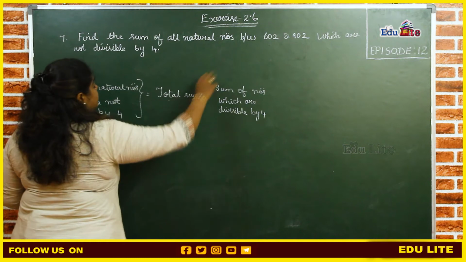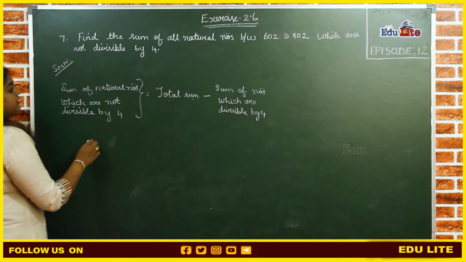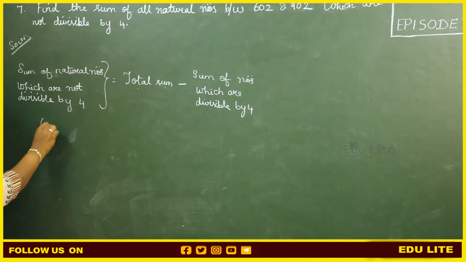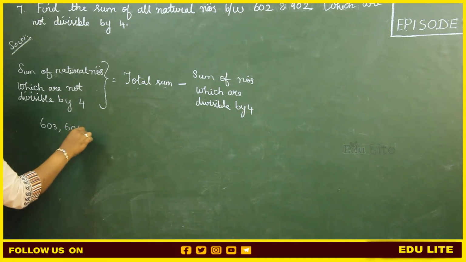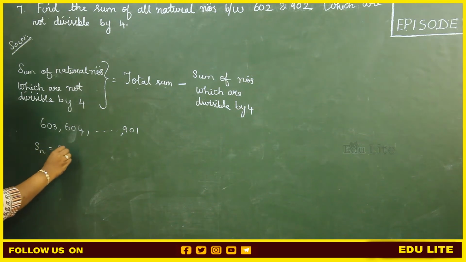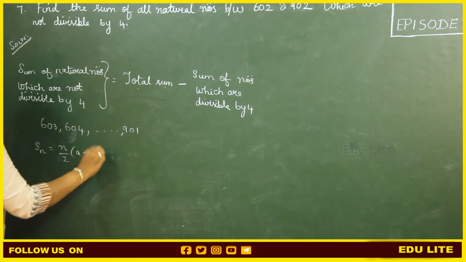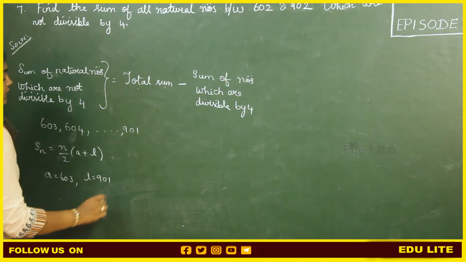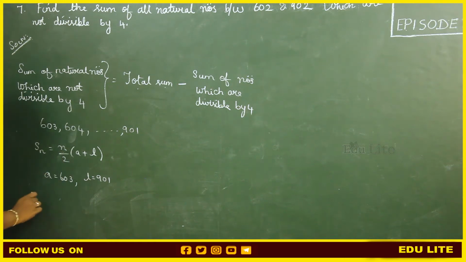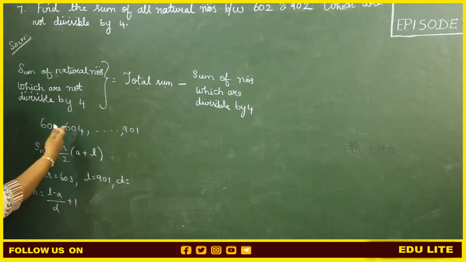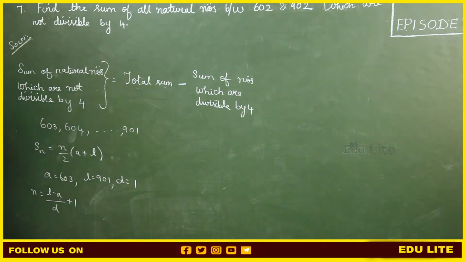To find the total sum, let us consider the sequence. We shouldn't include 602 and 902. Therefore, it starts from 603 and ends at 901. So, Sn equals n by 2 (A plus L). A value is 603 and L value is 901, and we don't know the value of n. First, we will find n using the formula (L minus A) by D plus 1. The D value can be easily found: 604 minus 603 gives 1. Therefore, the value of D is 1.